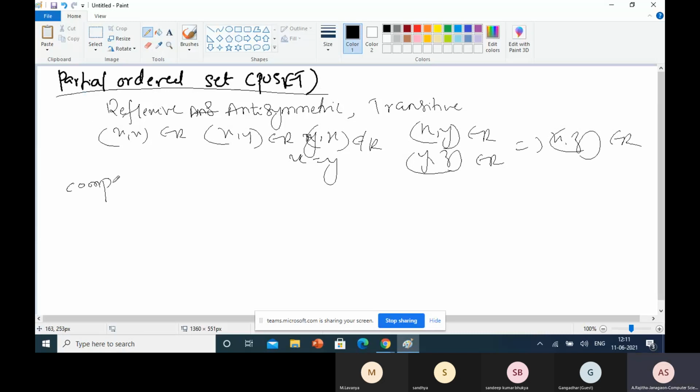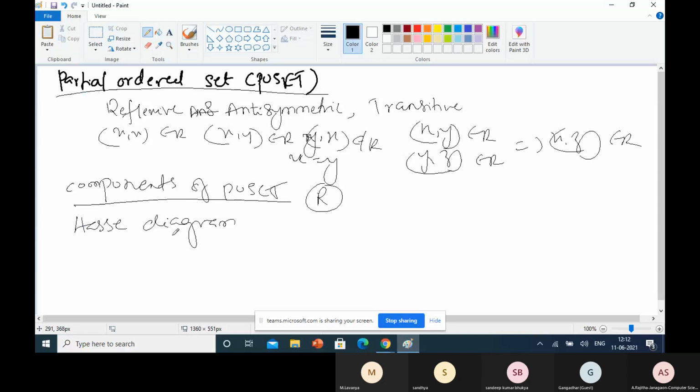Here we discussed some components of poset. This poset is represented by using a diagram that is called a Hasse diagram. How is the Hasse diagram developed? First, based on the relation, you draw the diagram, and after that remove the self loops, then remove the transitive edges, and just use the upward diagram. After that remove all arrow heads. So this is what the Hasse diagram is.